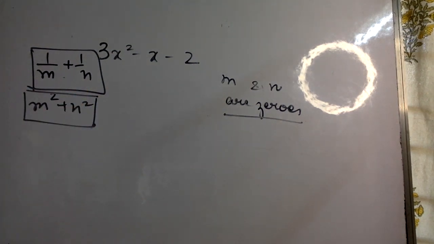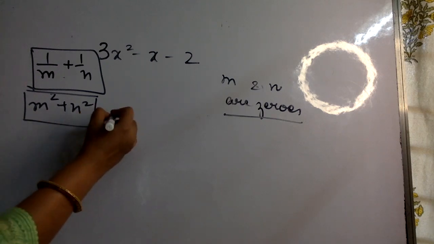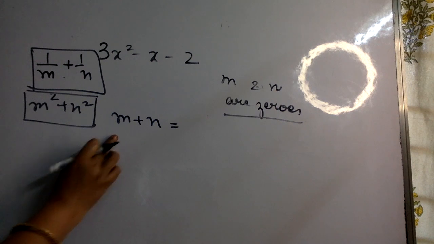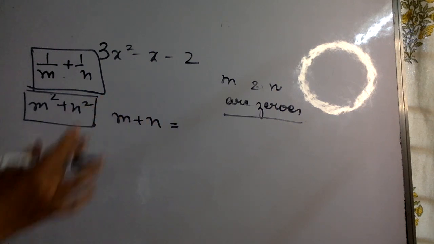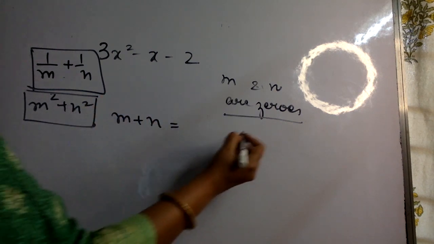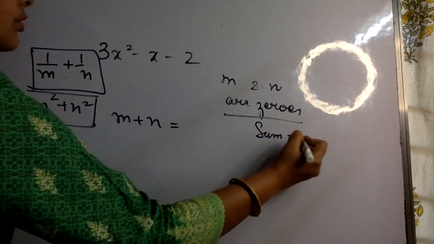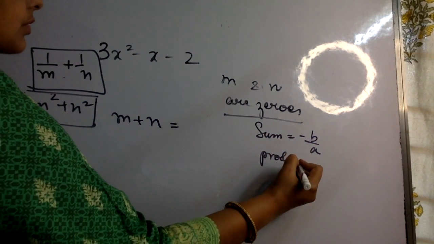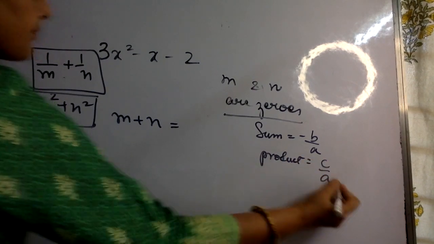Now if we remember the relationship between the coefficients of a polynomial and the zeros of the polynomial, then remember, sum of the zeros is equal to minus b by a. You remember? Yes, sum was equal to minus b by a and product was equal to c by a.